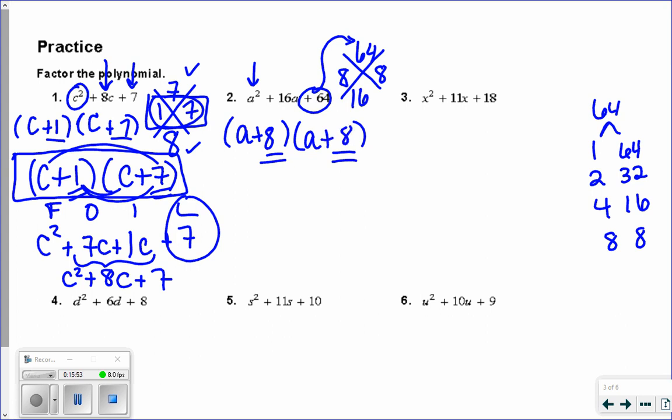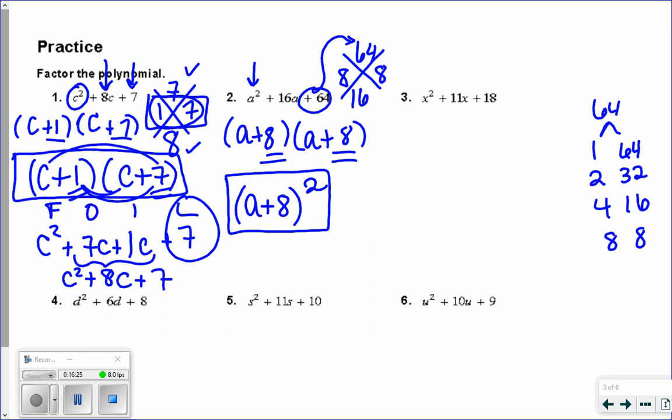The easiest way to check that you did this right is to FOIL it back and make sure it does indeed equal the original trinomial. If you can FOIL that and it gives you a squared plus 16a plus 64, then you know you did it right. Essentially, these two numbers should add up to the middle term but multiply to the end term. If so, that's our answer. And since this one has the same number twice, this is a really nice way to write it. All right, try number 3.